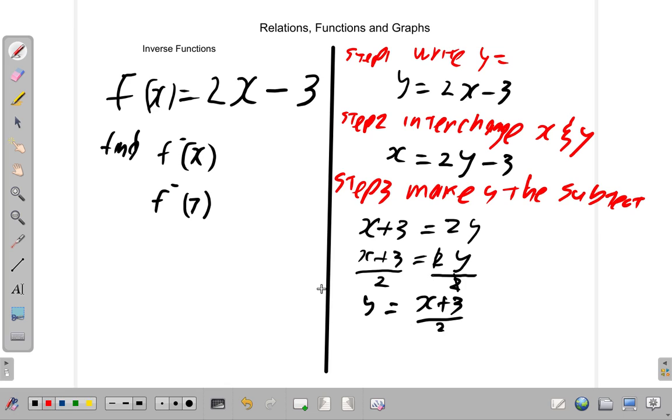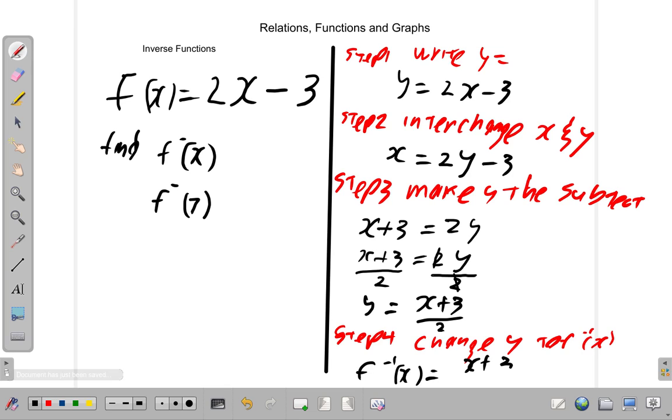Then step 4. What we do is change y to f inverse of x, because we find the inverse now. So f inverse of x equals x plus 3 over 2. Nice. So we have our f inverse of x. Let's write it down here. F inverse of x equals x plus 3 divided by 2.